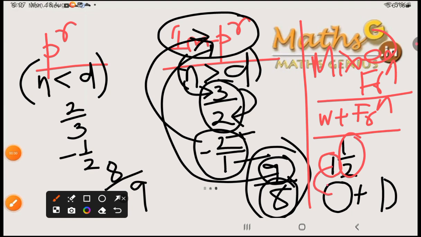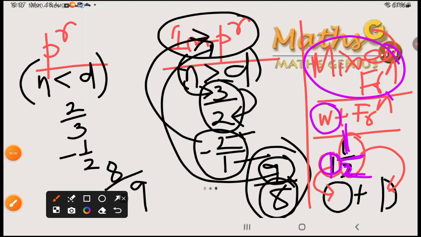Whole means 1 full, and half of the cake is 1 by 2. So, here in this case, we will read it as 1 whole 1 by 2. This is a mixed fraction because it is a mixture of a whole number plus a fraction.